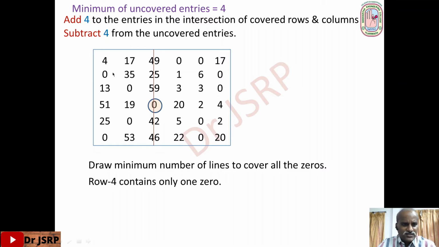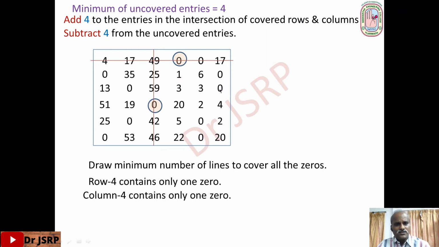Go for columns. First column 2 zeros. Second column 2 zeros. Fourth column 1 zero. So column 4 contains only 1 zero. Circle that 0. Column means fixed row. Draw horizontal line. Okay. Next, fifth column 2 zeros. Sixth column 2 zeros. So still there are zeros not covered by lines.